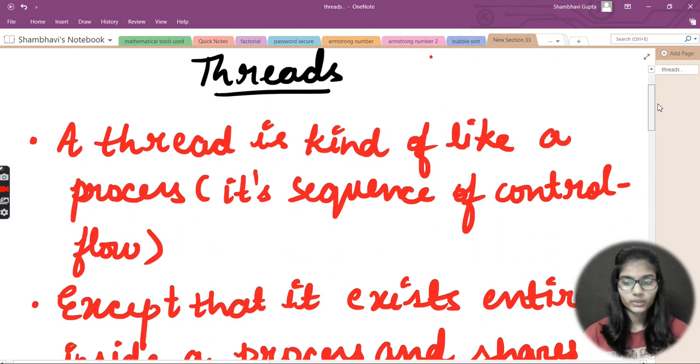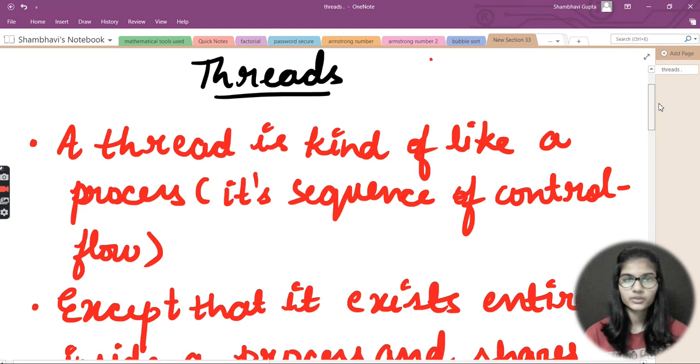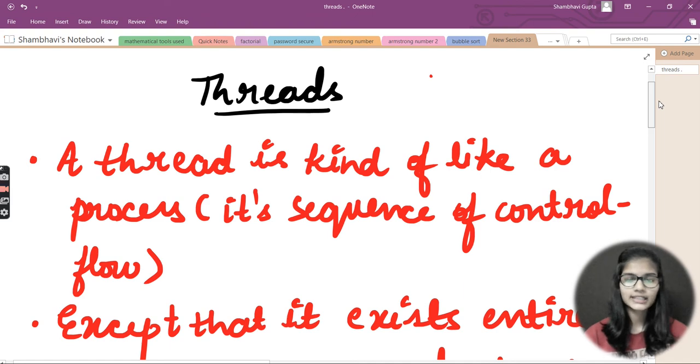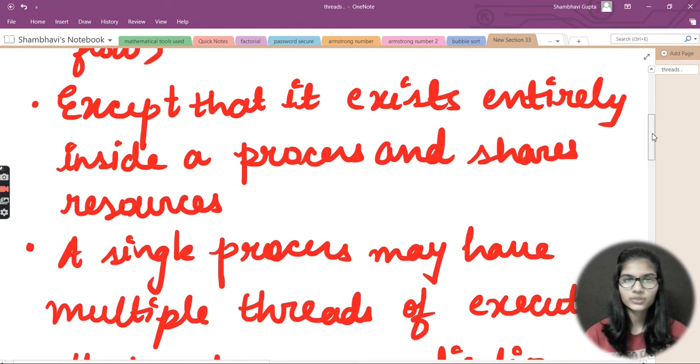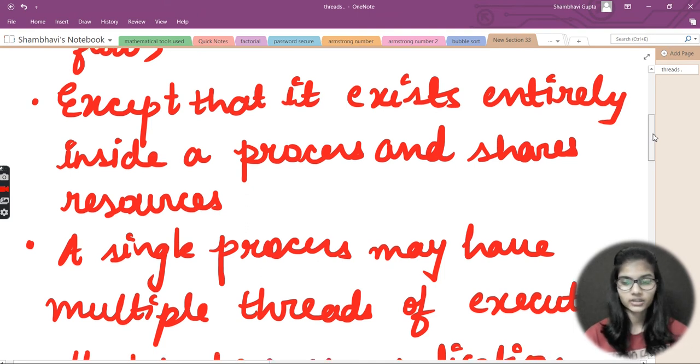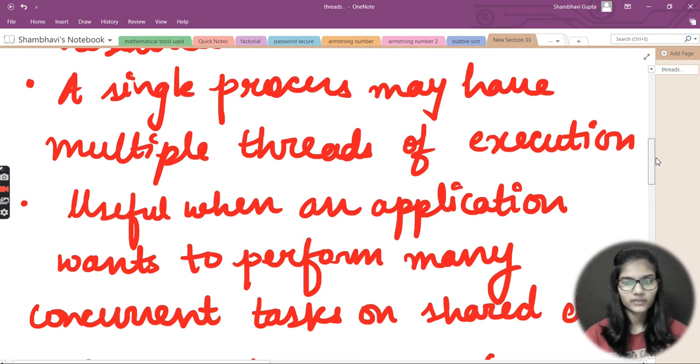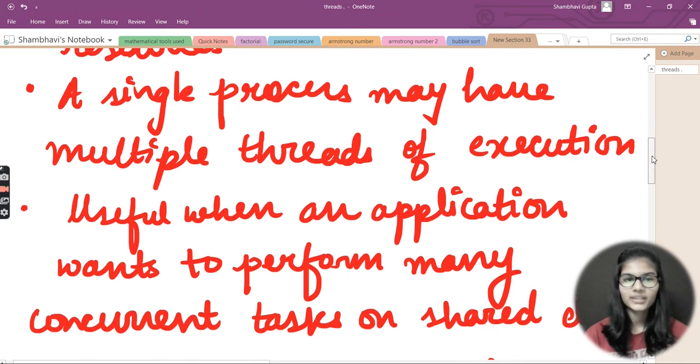So let's have a quick revision of what we had dealt with in the previous videos. We had seen what threads are. The answer is that a thread is kind of like a process, and by process we meant a sequence of control flow, right? Other than that, we had seen that it exists entirely inside a process and shares the resources. And we had even seen that a single process may have multiple threads of execution. Let's say we have a single process, but that single process can have multiple threads that can be executed, right?